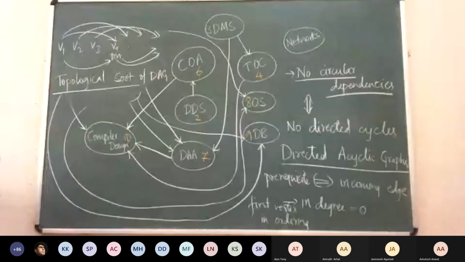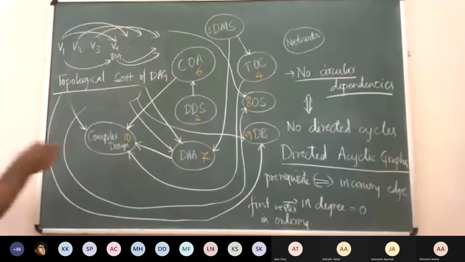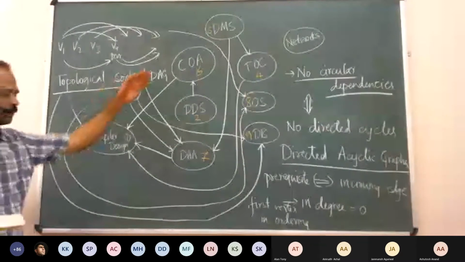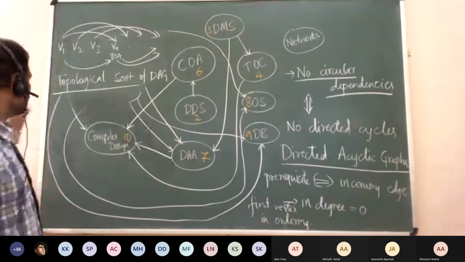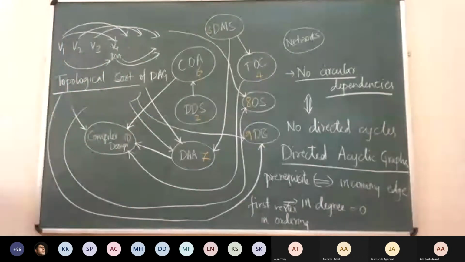This kind of ordering, if it exists, need not exist in every graph. It will not exist in a graph which has directed cycles. But suppose the graph is a directed acyclic graph. Then if we order the vertices in this manner, it is called a topological sort.